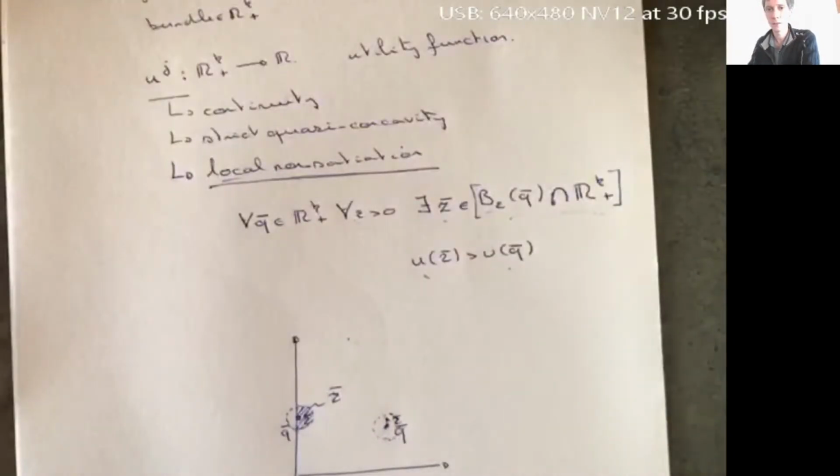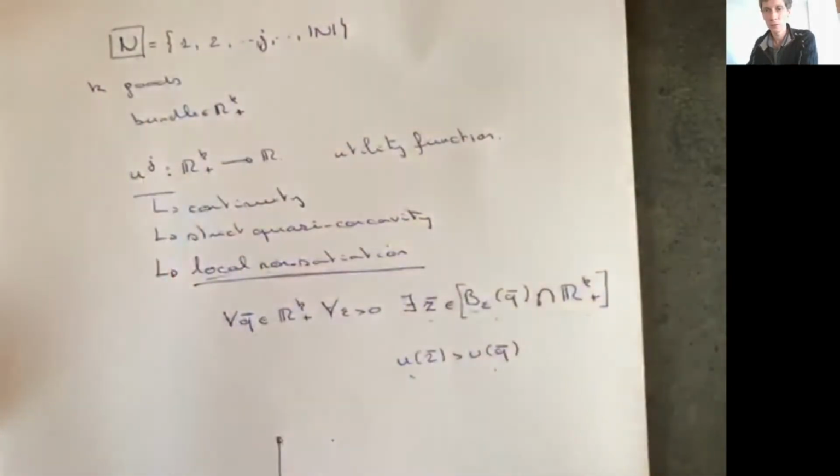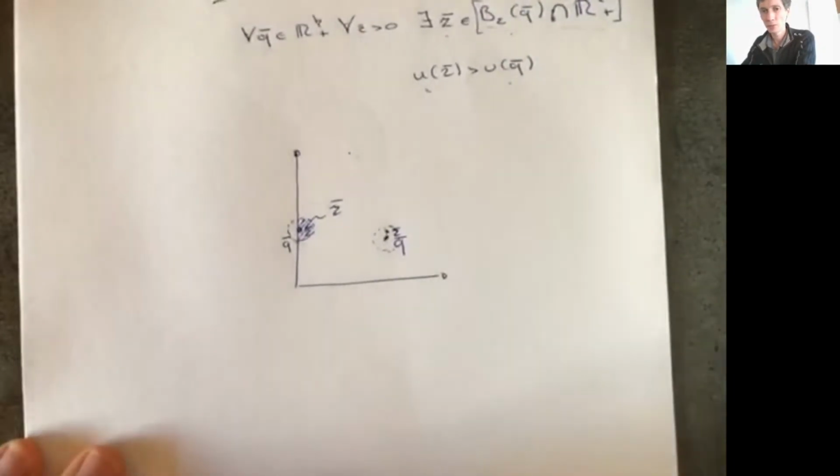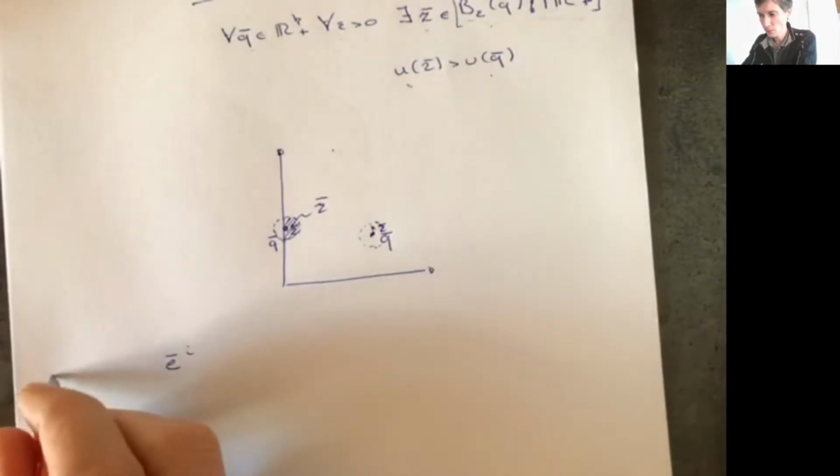So you have consumers, everybody has a utility function, and then we have a last ingredient, and that's an endowment.